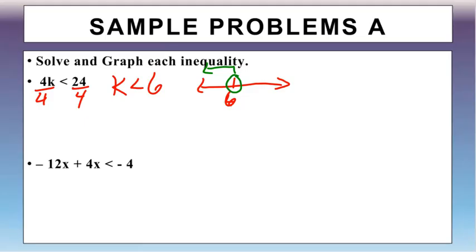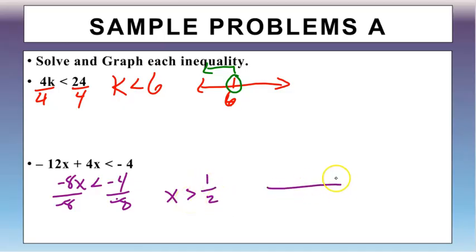Next one, I combine like terms. So negative 12x plus 4x is negative 8x. And this is supposed to be less than negative 4. To get x by itself, I'm going to divide everything by negative 8. Do that on both sides, and we're left with x. And because we divided by a negative number, I flip the symbol, so x is greater than 1/2.